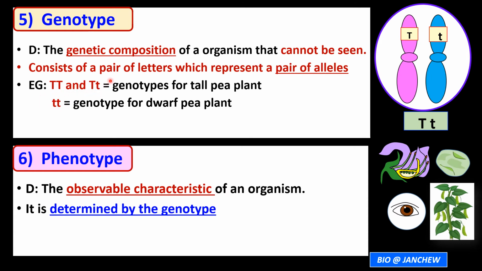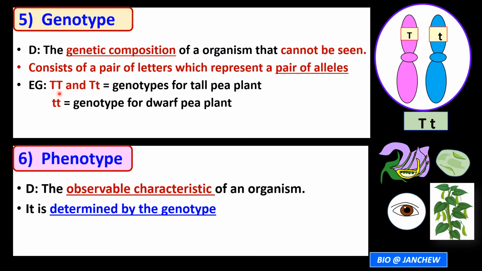So if you're asked to give a genotype of something in the exam, make sure that you know the genotype for monohybrid inheritance will consist of a pair of letters, where each letter is one allele. All right. The word genotype, geno, comes from the word gene. So it means the genetic composition of the organism, right?